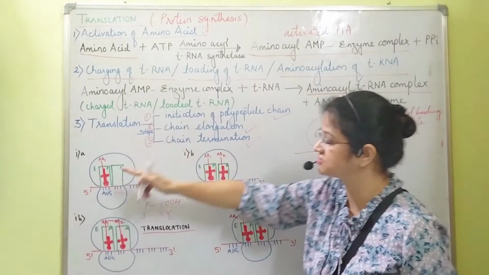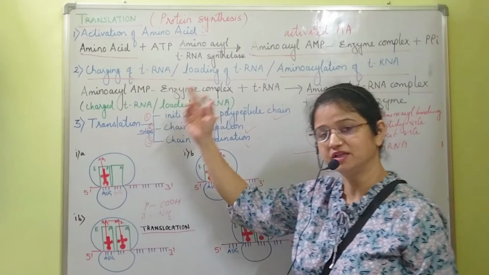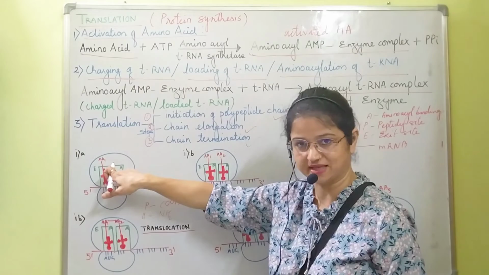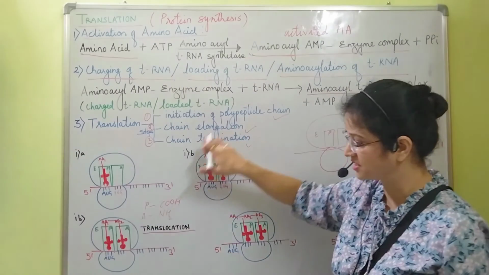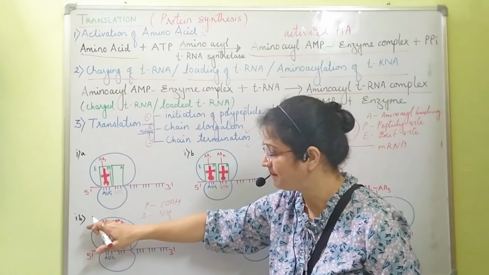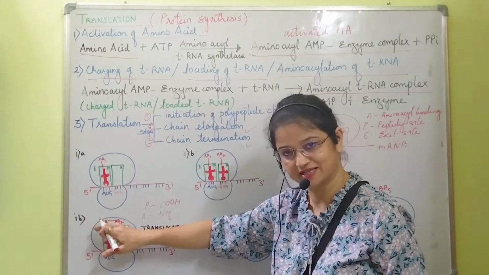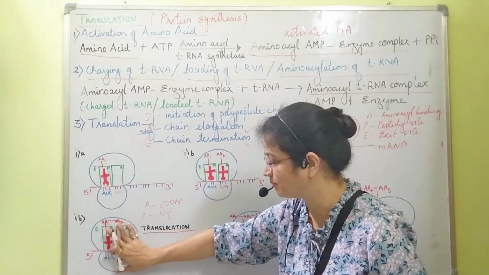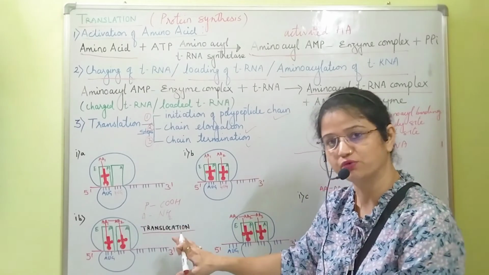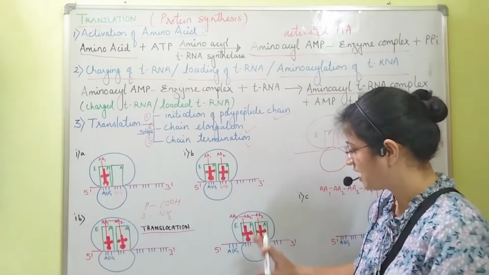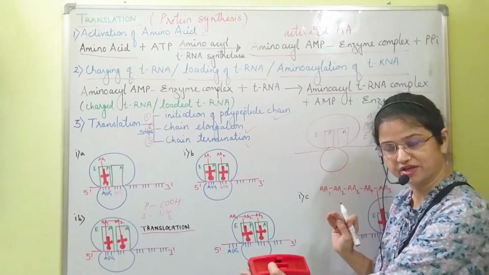So the first step was just initiation, where the tRNA will bring the first amino acid at the P site. Now the second step was chain elongation. During the chain elongation, what will happen? There will be peptide bond formation between the first amino acid and second amino acid. The ribosome will translocate. It will slide over the messenger RNA, and the process will continue. So there will be chain elongation.